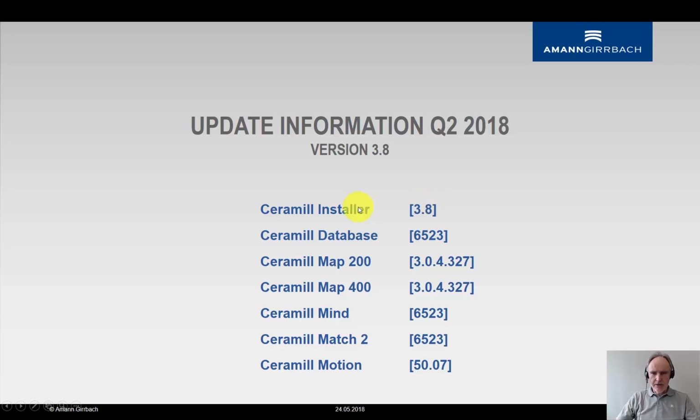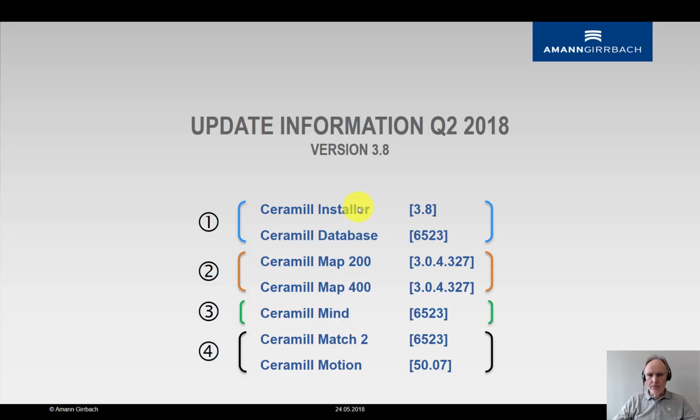steps. Let's talk first about the software installer and the database, what's new on that subject, and then about the scanners, Map 200, Map 400 or Map 200 400 Plus. Then about the Mind, the CAD software, and finally about Match and Motion, about the nesting software, and the Motion, the machine and the milling.